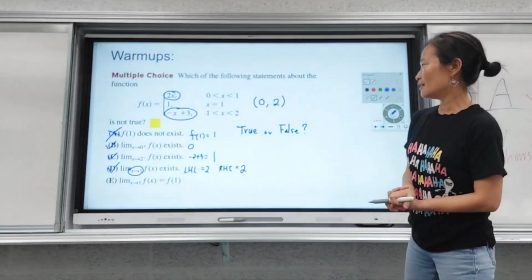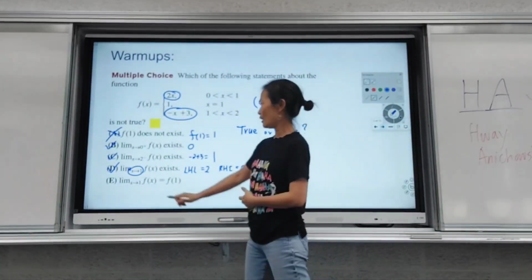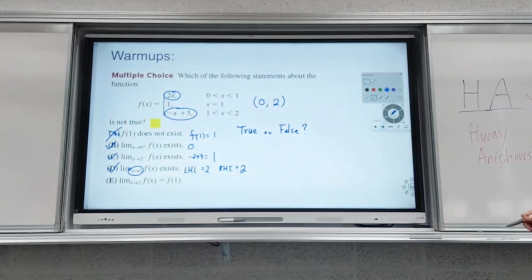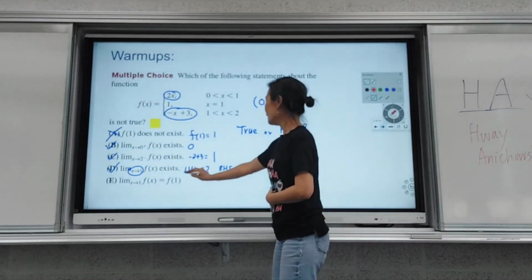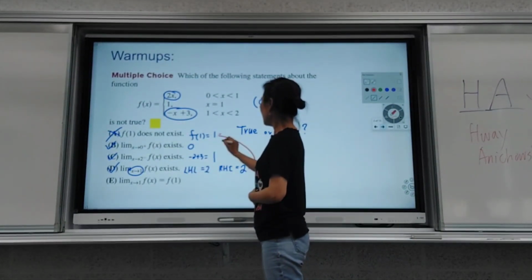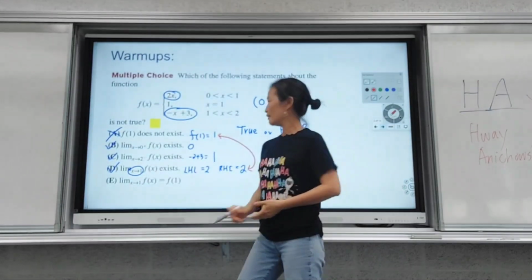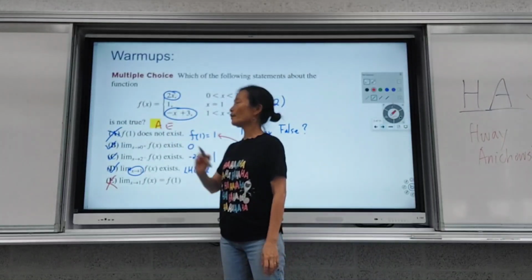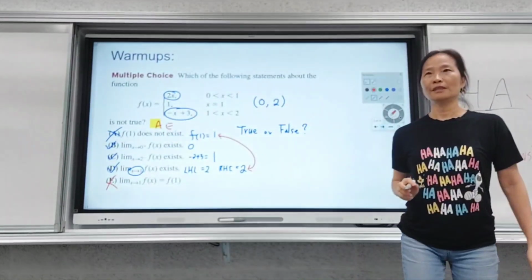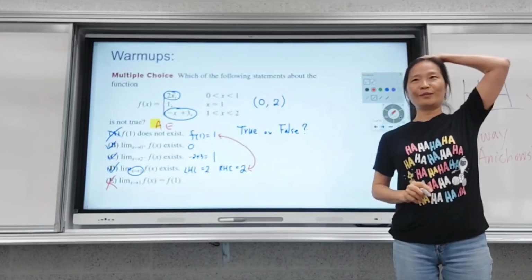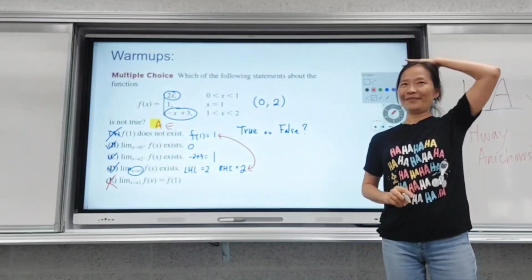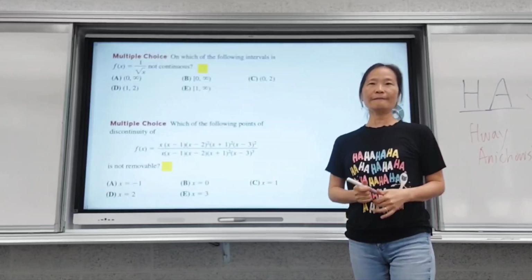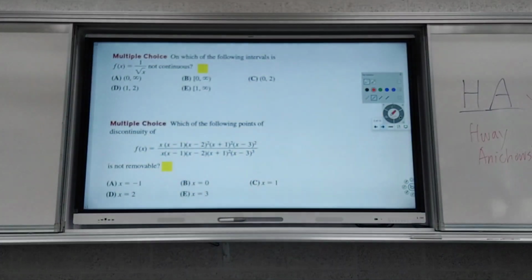Last one: the limit is equal to f of 1 when x approaches 1. True or false? False. It's false because by comparing the limit and the value, they don't agree. So this is false. Did you choose A and E? Both of them are not true. Raise your hand if you chose those two, or one of those two. Great. All right, next two questions. Pause the video.